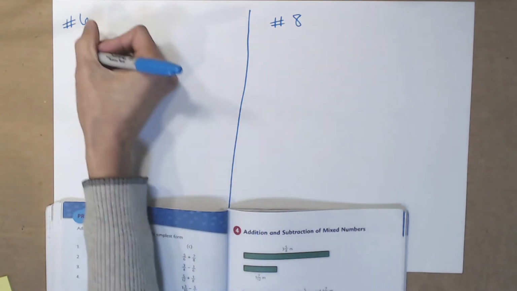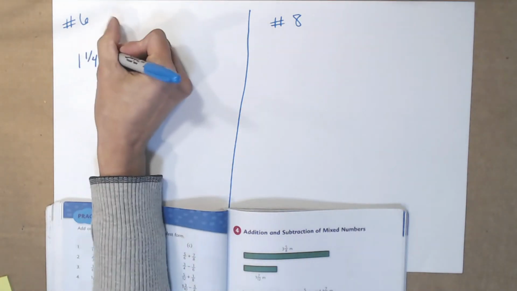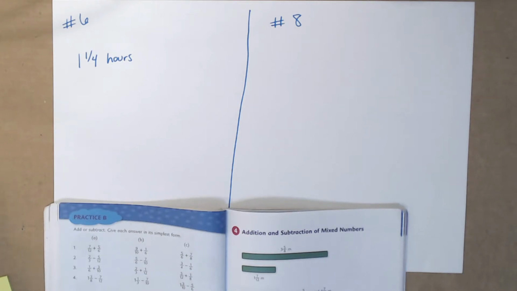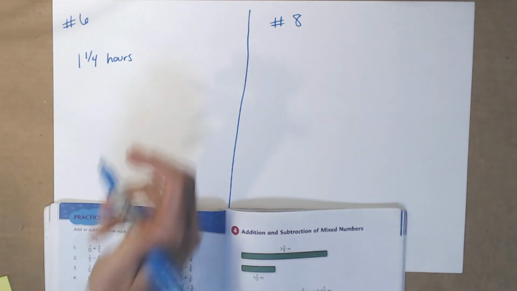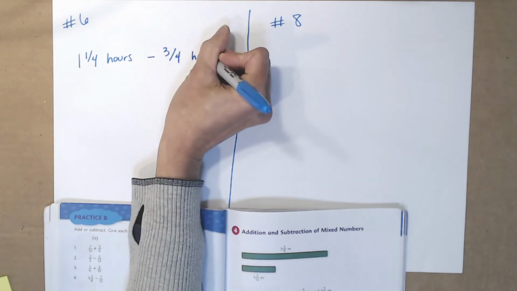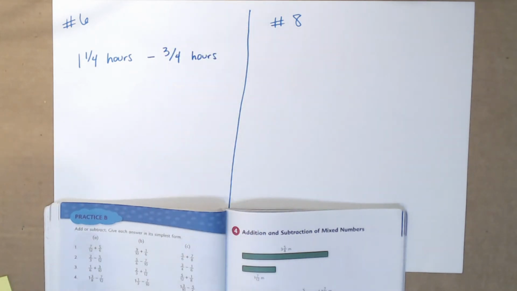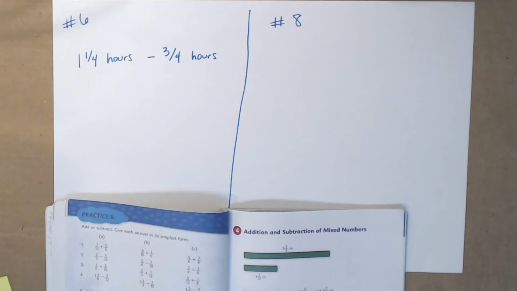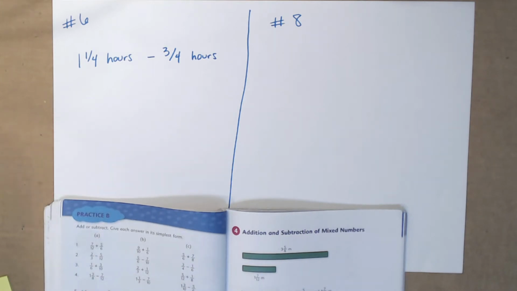So it took 1 1/4 hours to go home, but only 3/4 to go there. So we're trying to find the difference, how much longer it took to return home. So we subtract. So we're taking 1 1/4 hours minus 3/4 hours to find the difference, to see how much longer it took to come home than to go to the zoo.